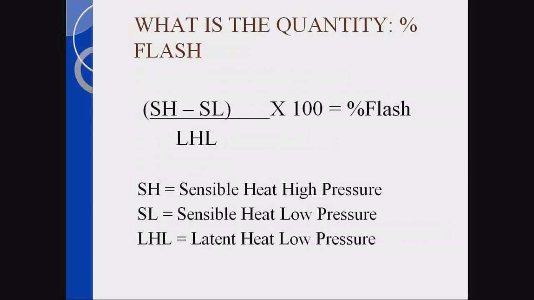How do we come up with the quantity of flash? The simple equation has been around for years: SH minus SL, divided by LHL, times 100, equals the percentage of flash. What is SH? That's the sensible heat at the high pressure. What is SL? The sensible heat at the low pressure. What is LHL? The latent heat at the low pressure.